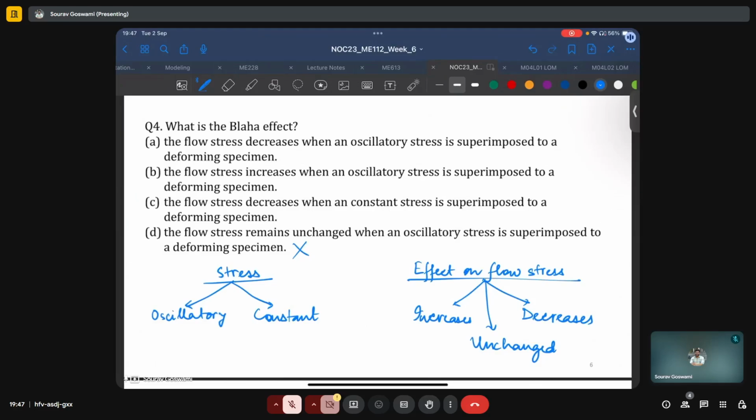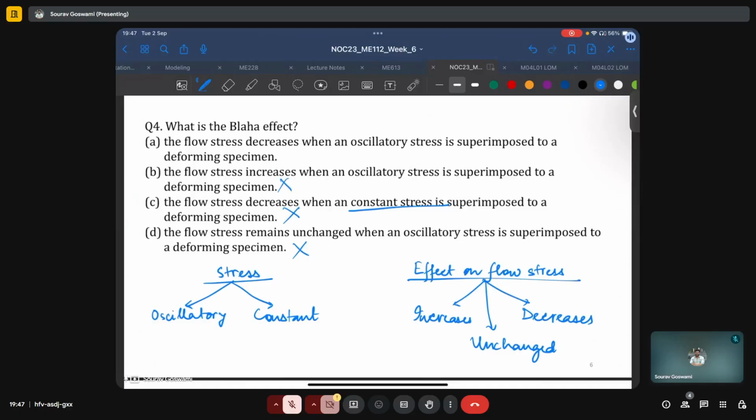The flow stress decreases when a constant stress is superimposed to a deforming specimen, but then in the case of ultrasonic consolidation, we are not using a constant stress but an oscillatory stress. The flow stress increases when an oscillatory stress is superimposed to a deforming specimen. This would have made our lives harder, and so it is not really desirable.